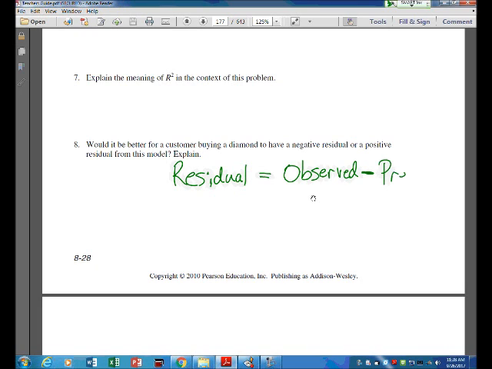Okay? So then I make up prices. So let's say I actually spent $3,000 on a diamond, but the model predicts that I should have only spent $2,000 based on the size of my diamond. So in this case, I paid $3,000, but the model only predicted that I should have paid $2,000. So I overpaid by $1,000 compared to what the model expected me to pay. So this would be a positive residual, and it sounds like that's not a good thing for me because I'm paying more than what the model thinks I should.